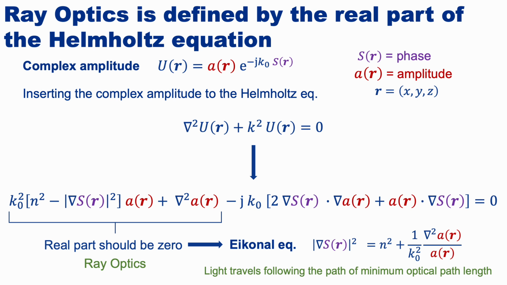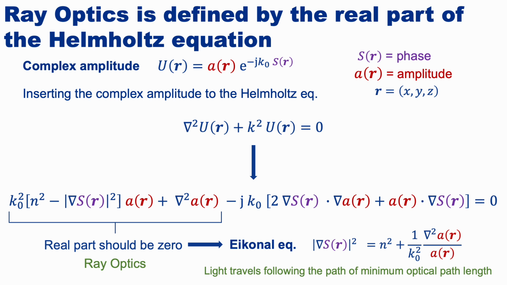So the real part is the one that is going to be related with ray optics. And this is the one that is giving us the modulus squared of the divergence of the phase. And this is going to be related with the Laplacian of the amplitude divided by the amplitude. So this is going to be our Eikonal equation.